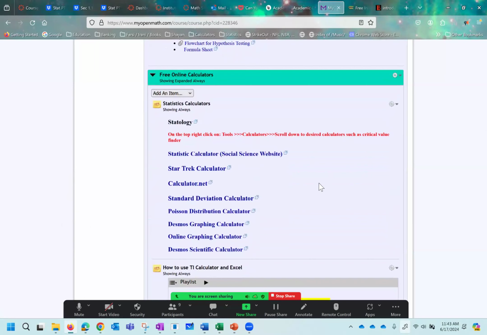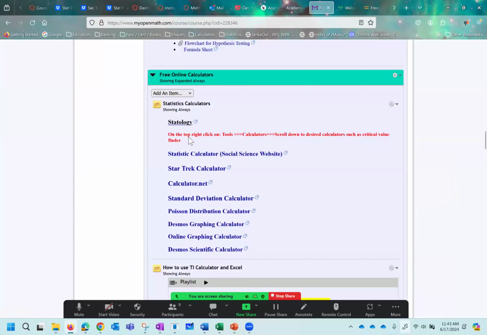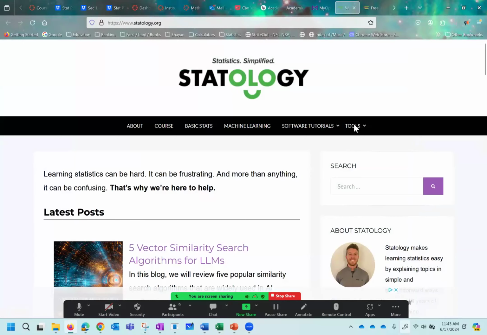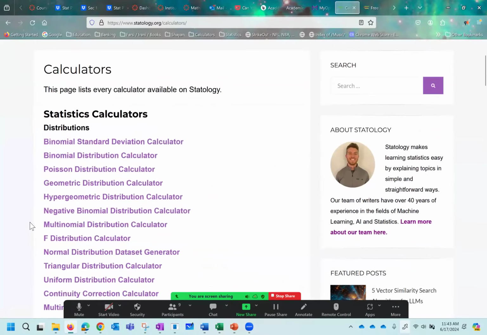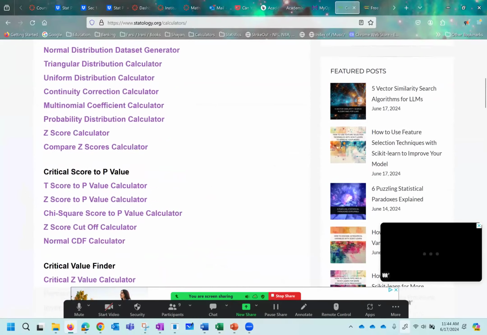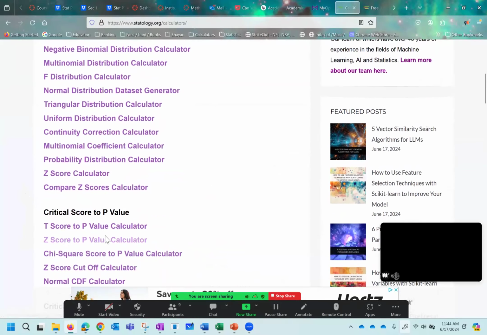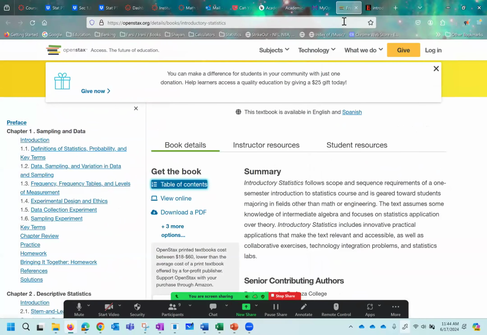If you don't have a calculator and you want to use a free calculator online, you have to get familiar with that. For example, this one is very popular. And notice I do mention here that you have to go to the top right, click on tools and calculators. So right here, I see the tools. I click on the calculators and it brings it up. And you scroll down and you use the calculator you need. For example, if you want to use the z-score to p-value, t-score to p-value, and so forth, you can do that, okay?